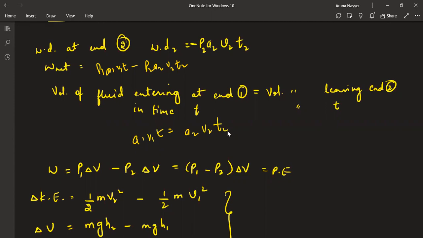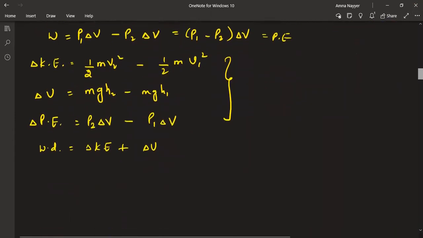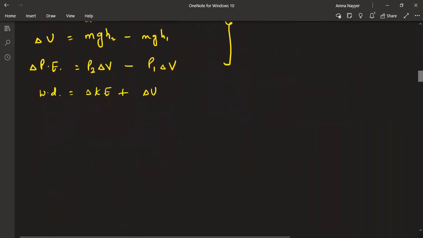Now work done will become P1 delta V minus P2 delta V. That was the change in the work done. If you take delta V common, you get P1 minus P2 into delta V. That is the total pressure energy. You have kinetic energy as half m v2 square minus half m v1 square. You have potential energy as mgh2 minus mgh1. If you take the net difference of all the energies present, completely, work done will become P1 minus P2 delta V.